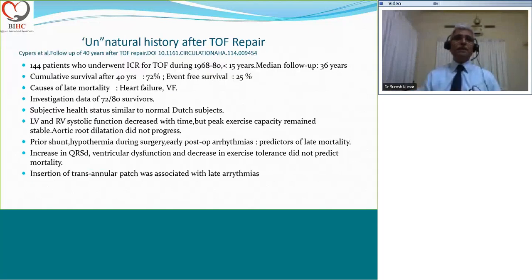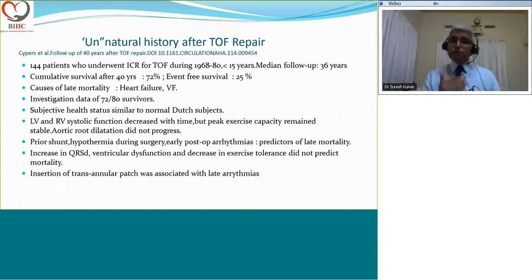So, the unnatural history of tetralogy repair: there was a recent paper on a 40-year follow-up of tetralogy repair in Holland, and the cumulative survival after 40 years was 72%, and the event-free survival was only 25%. The late mortality was due to heart failure and ventricular fibrillation. The subjective health status was similar to normal people, but there was a progressive decrease in RV and LV function with time.